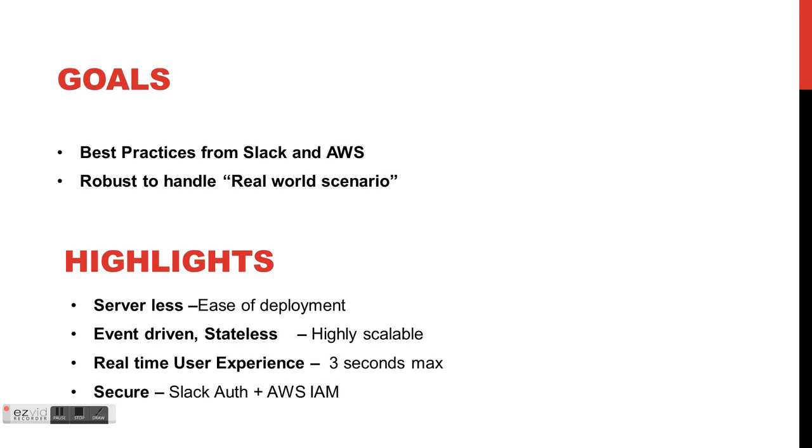The highlights of my solution were to develop with a serverless model, which is event driven and scalable, and also a real-time user experience, where I ran into some issues and overcame them. The fourth point is of course security, making sure that the platform is available for multiple teams. How do we securely handle that? Using the Slack auth mechanism and AWS, I'm able to secure the solution.